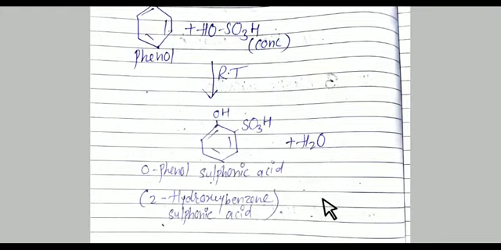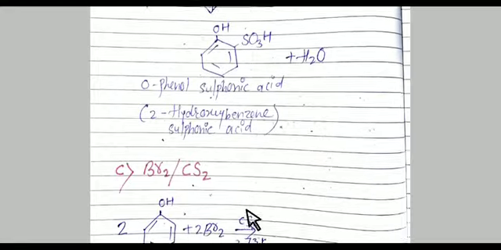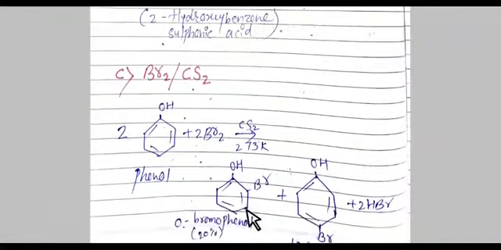The IUPAC name of orthophenol sulfonic acid: the sulfonic group is number 1 and the OH group is number 2, meaning the second carbon contains the hydroxy, so it is 2-hydroxybenzene sulfonic acid. Always remember students, sulfuric acid is the strongest acid in all of chemistry.